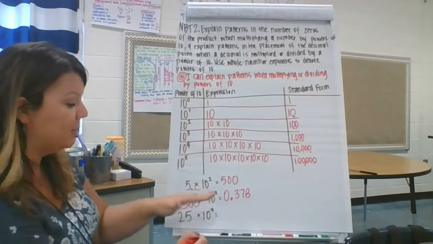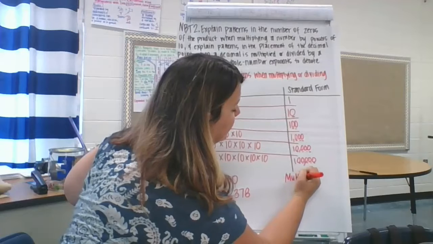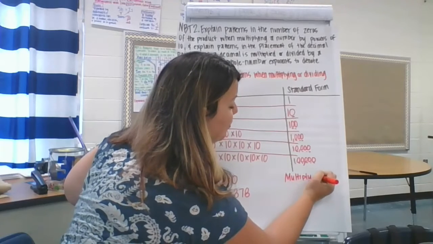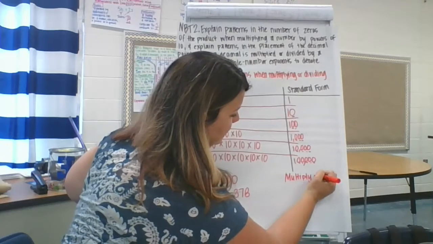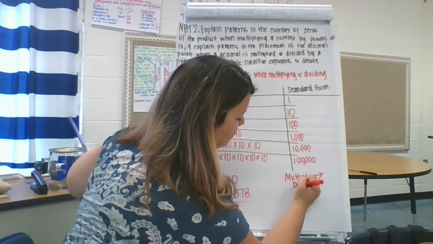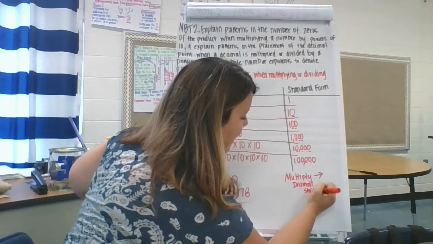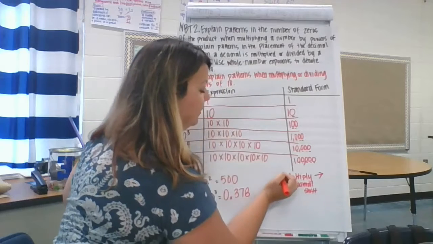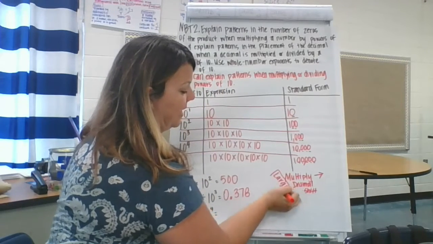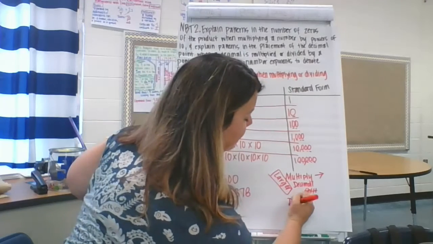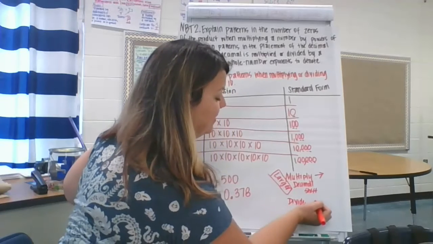Now, when you multiply a number, the decimal shifts right. And it makes the number larger. That's what I think of, okay? And when you divide, the decimal shifts left.